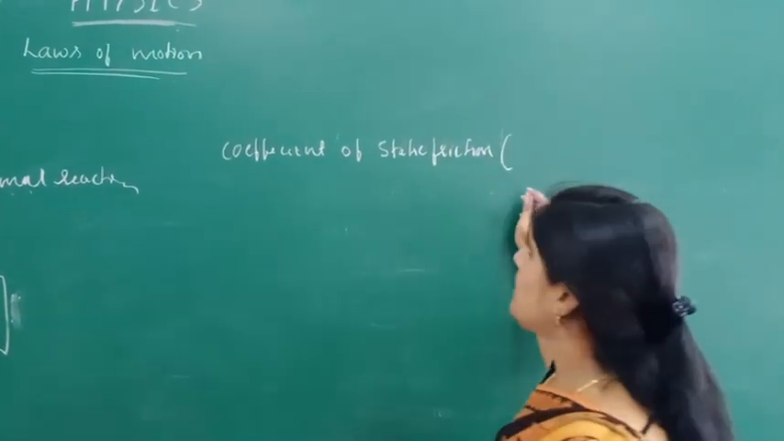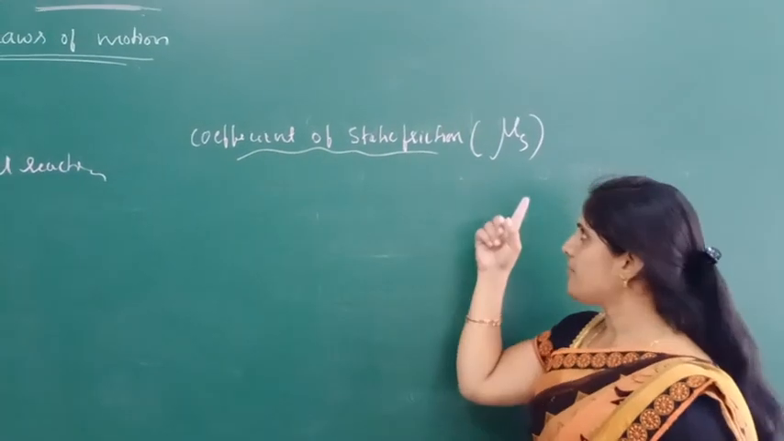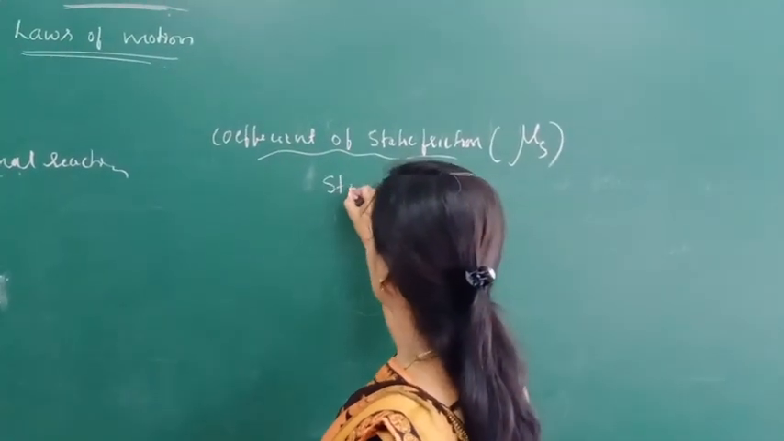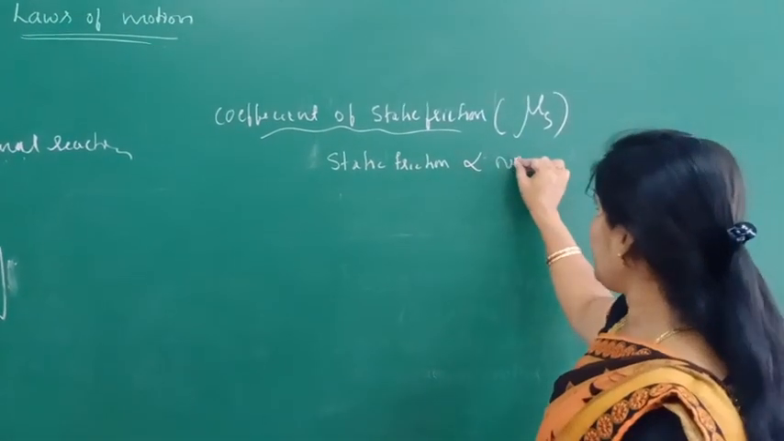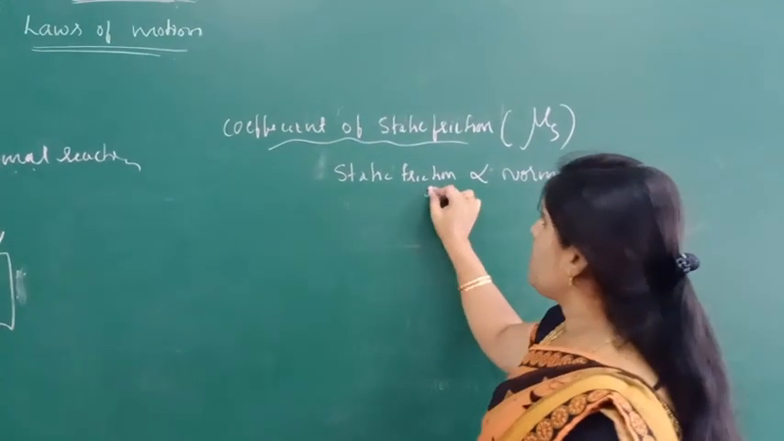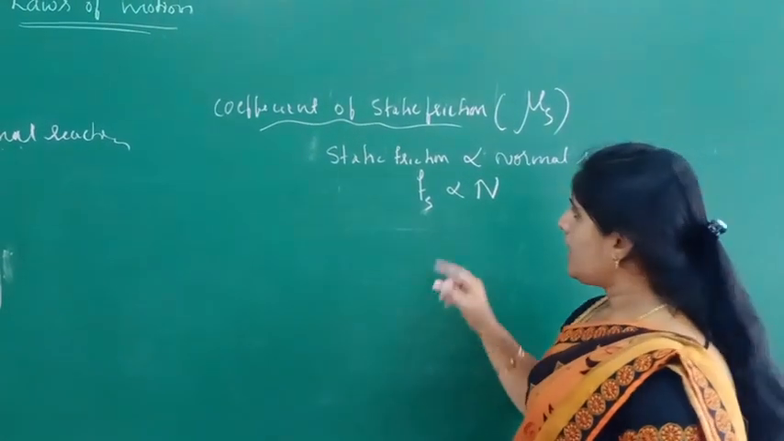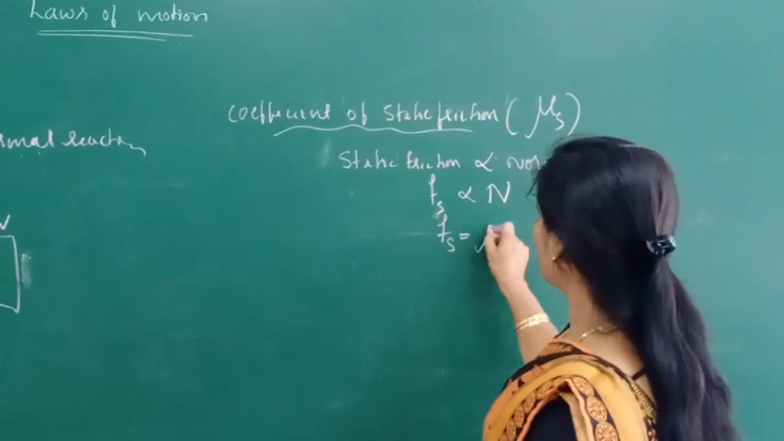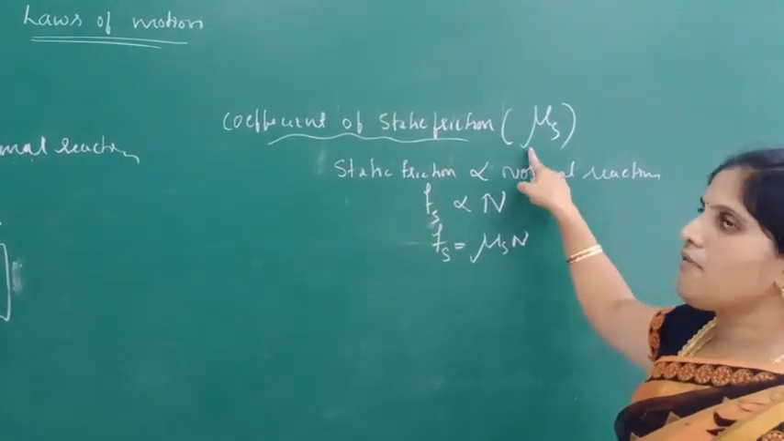Generally, the coefficient of friction is denoted by mu, so coefficient of static friction is denoted by mu s. Static friction is directly proportional to normal reaction. Static friction, denoted by Fs, is directly proportional to normal reaction N. To remove this proportionality sign, we put a constant, mu s. So Fs is equal to mu s into N, where mu s is the constant, known as coefficient of static friction.